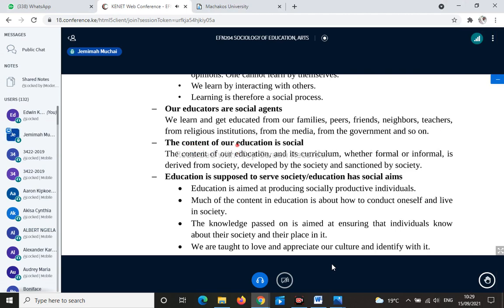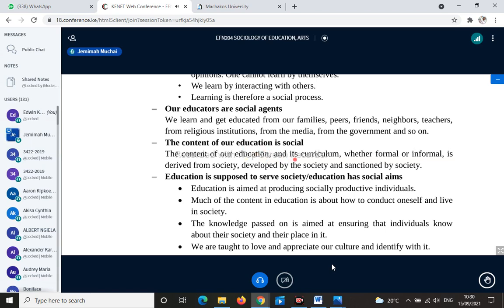Number three, the content of our education is social. So why is education a social process? The third reason is that the content of our education is social. That means whatever we learn is gotten from society. For example, you are learning different subjects in your university, in this course. The content of the topics in those units that you are learning has been gotten from society.